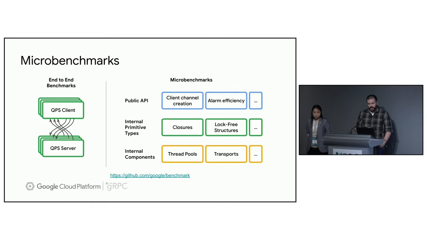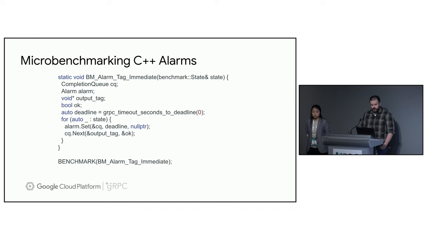Looking at performance at this smaller scale allows us to home in on hotspots, and we use micro-benchmarks across the stack. What's shown here is just a sampling of the things we look at. There are over 100 micro-benchmarks in the C++ core library, and many more in other implementations. This is one of our actual benchmarks, written using Google's open source benchmark framework, aptly named Benchmark. This code measures how quickly C++ alarms can fire.